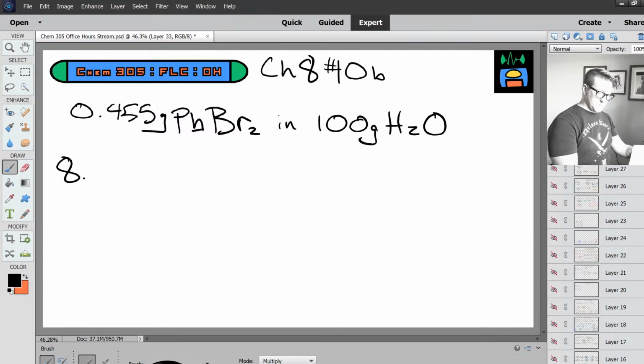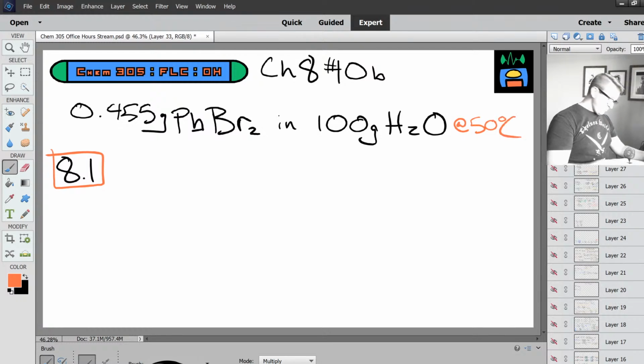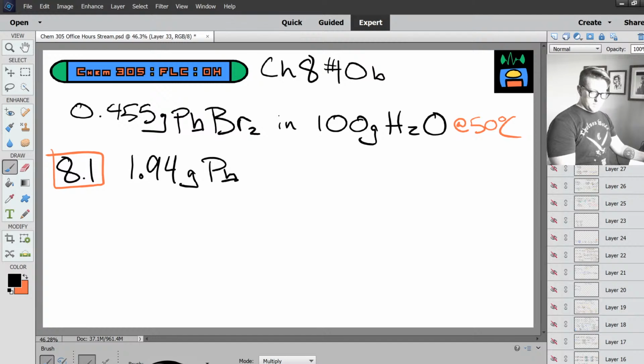And our trusty table 8.1, let's see, what temperature are we talking about? This is at 50. At 50 degrees Celsius, you can fit 1.94 grams of lead 2 bromide in 100 grams of water.